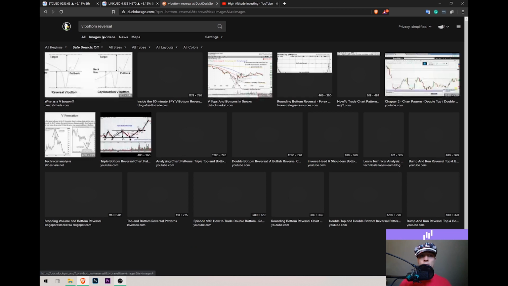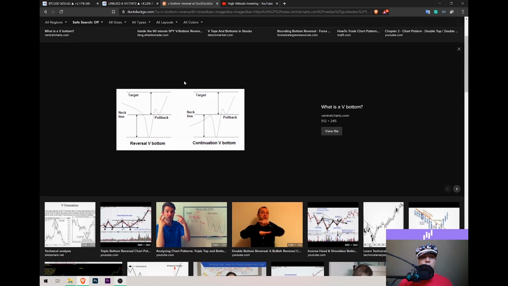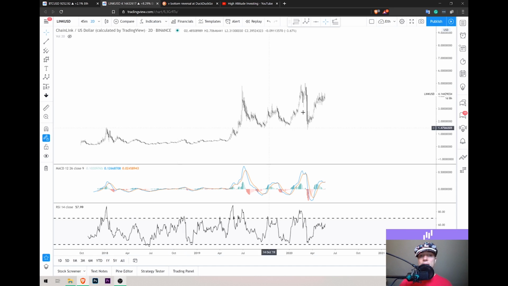This is a pattern that I've actually been looking at in a lot of the different coins. You guys already know that most of these coins follow each other. This is a continuation pattern or a bottom reversal. In the case of Bitcoin, I would say that it's a bottom reversal. We have a V bottom that occurred in Bitcoin. In the case of the S&P 500 and Link, it's actually a V bottom continuation pattern.